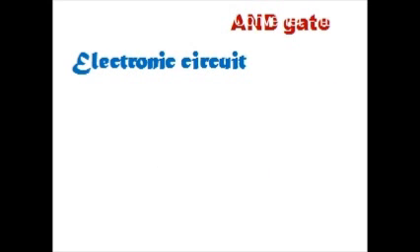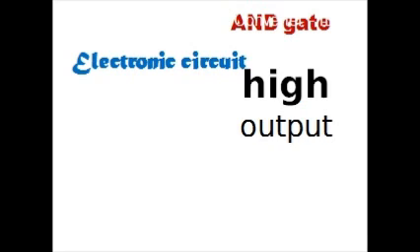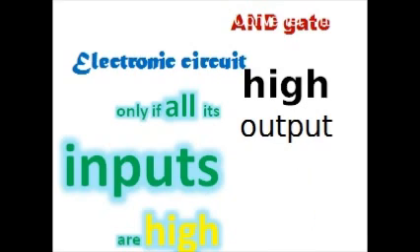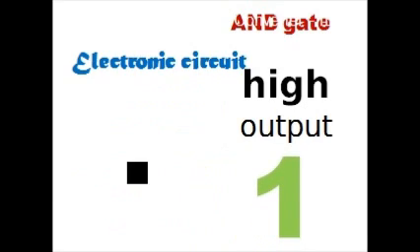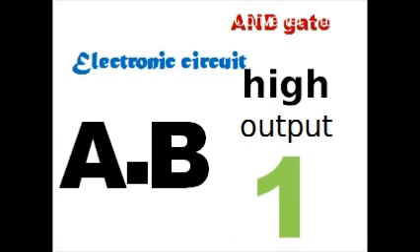The AND gate. It's an electronic circuit that gives a high output of 1 when all of the inputs are high. It's represented by a dot, as in A dot B. Sometimes you can remove the dot to just have AB. That's the AND gate.